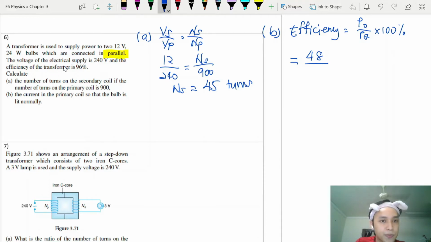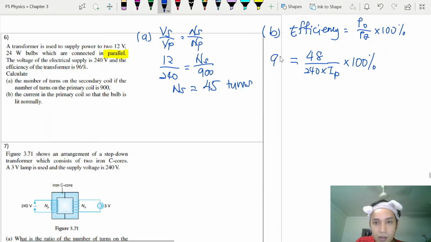Alright, and then they want me to calculate the current in the primary coil, right? So my input power is 240 times primary coil current, because I don't know the current in my primary coil, then times 100%. So efficiency given here is 96. So basically we just rearrange the formula. The bottom part here I'm using the VI formula, voltage times current, because it's power. Because I want to find the current here.